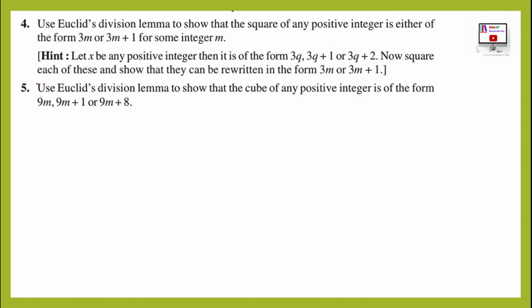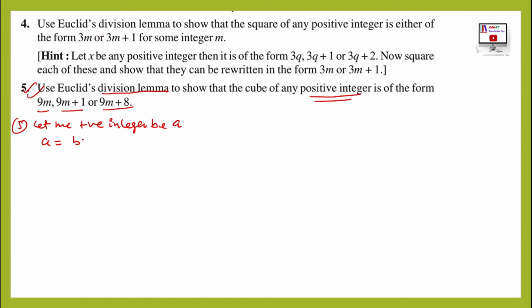Now question number 5. Use Euclid's division lemma to show that the cube of any positive integer is of the form 9m, 9m plus 1, 9m plus 2. Let the positive integer be a, and this a we can write.